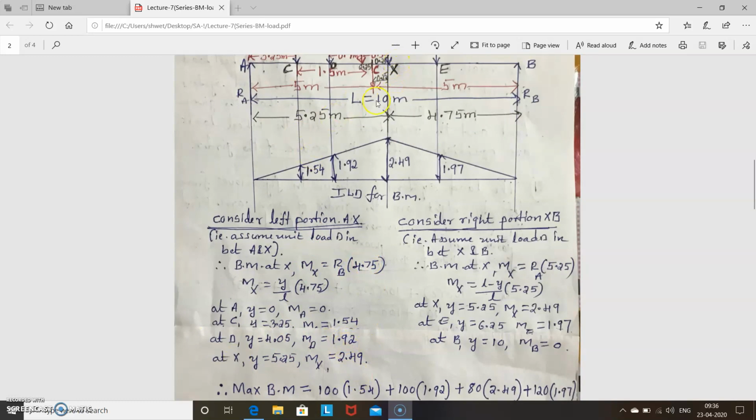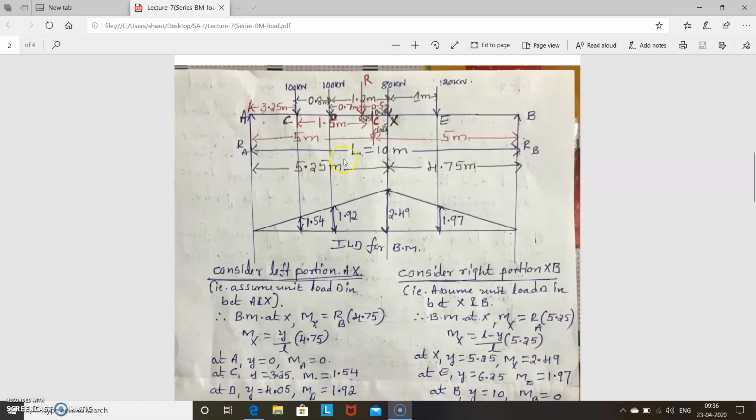Next at X, y is equal to 5.25. So Mx is equal to, if you substitute here, you get 2.49. The left portion is done. Next go to the right portion, that is XB, means the unit load is now in between X and B. So what is the bending moment at X? The unit load is here, so I consider the bending moment at X this side, that is RA into this 5.25. What is RA? RA is (L minus 5) divided by L into 5.25.